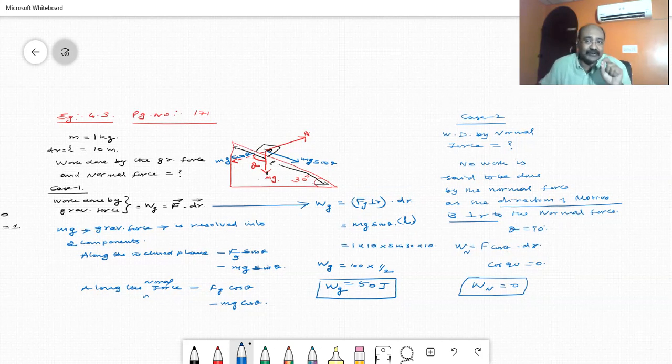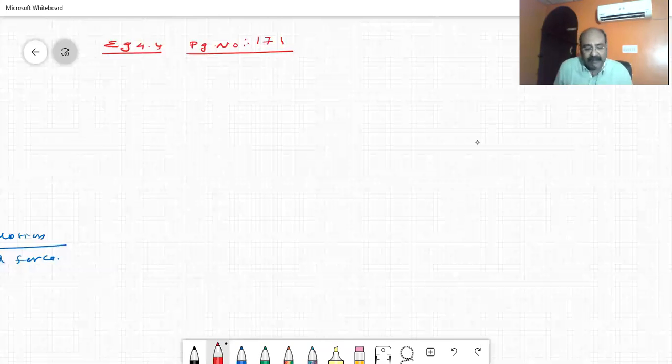Don't get confused with F cos theta into dr. For that, I have written the formula. Because of that only, I have written the formula as Wg is equal to F vector dot dr vector. Hope you should have understood that. Okay, so let us move on to the next problem. That is problem number 4.4 on page number 171. Come on, take your book. Come on, go with the problem.